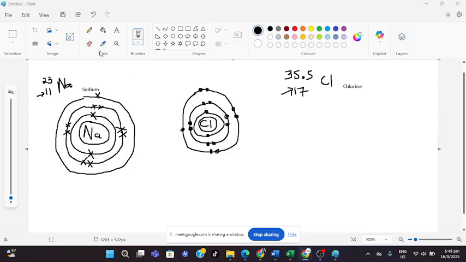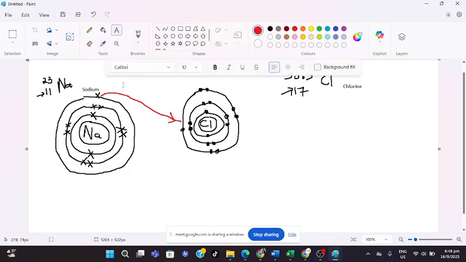What's going to happen is that this electron will be transferred right here, and we're going to have a transfer of electron. And please note, it's a negative charge, so it's going to gain a negative charge.